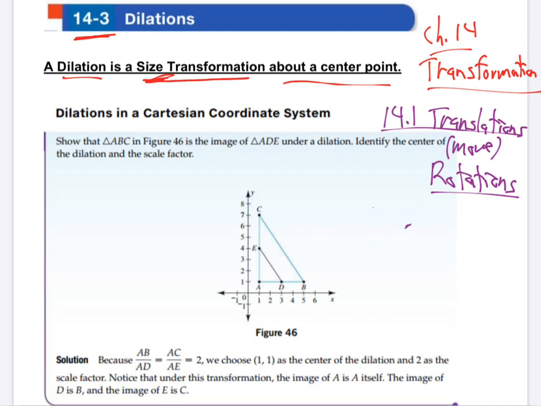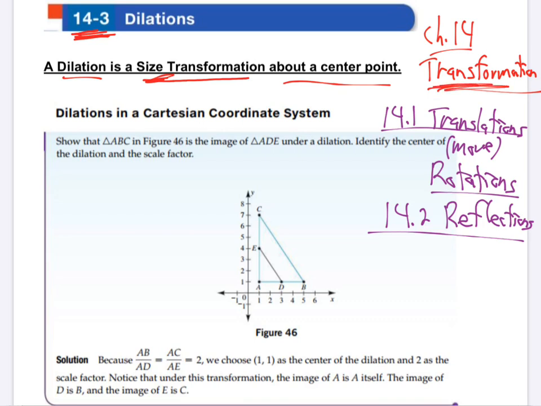14.2, we did reflections. We reflected triangles and points and things. And now, in 14.3, dilations, changing the size of things, expanding them and shrinking them. This is our last part of chapter 14. So 3 sections of different kinds of transformations. Moving things, called translations. Rotating things, those were both in 14.1. Reflecting things, that was in 14.2. And now changing the size of things, dilations, size transformations.